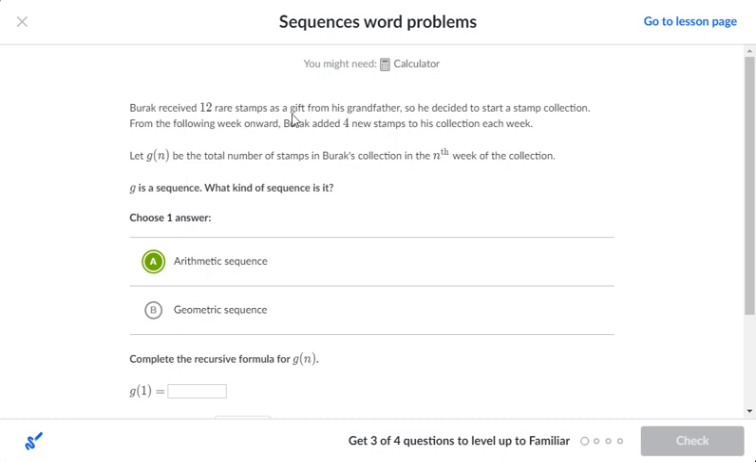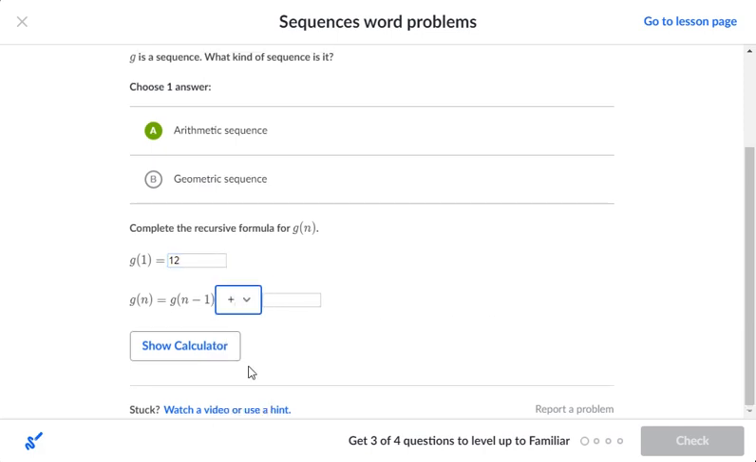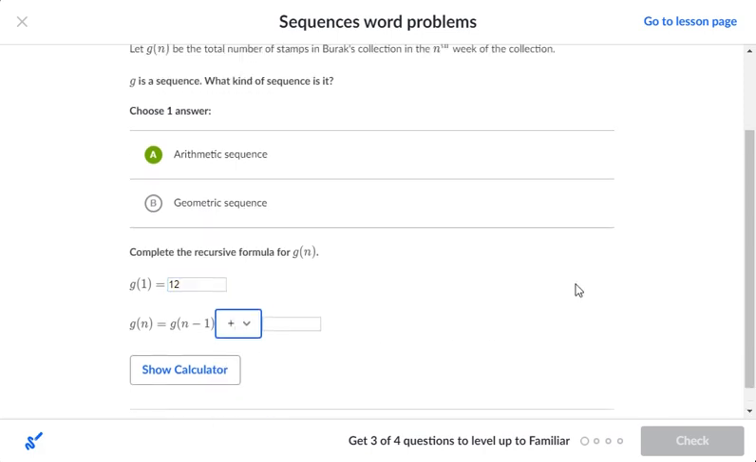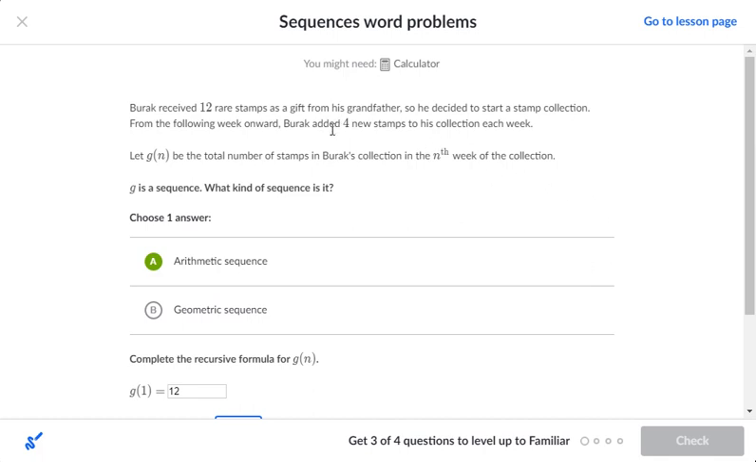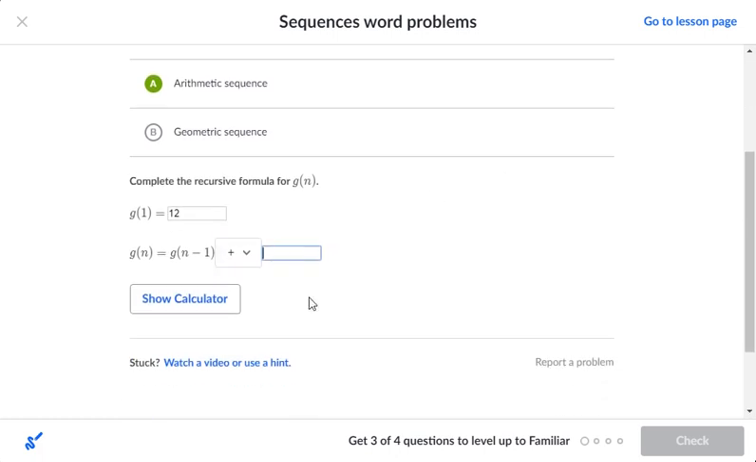Now, he started with how many stamps here? Well, he says he received 12 stamps from his grandfather. So that's what g of 1 is. So g of 1 is 12. Now, this is arithmetic, so that means we're going to add to it. He says that he added 4 new stamps to his collection each week. So each week after this, he's adding 4. So we started with 12, and then we add 4.